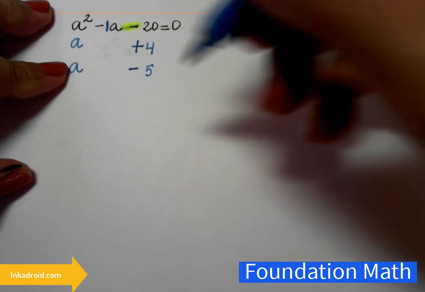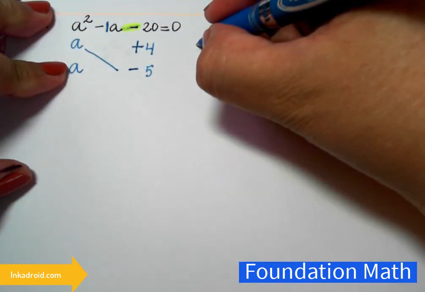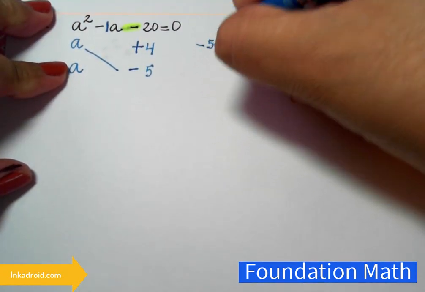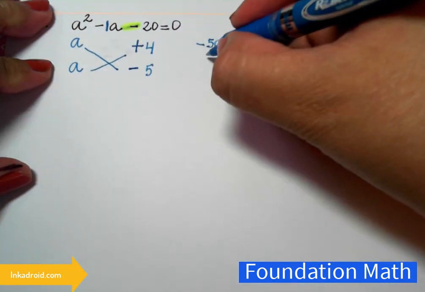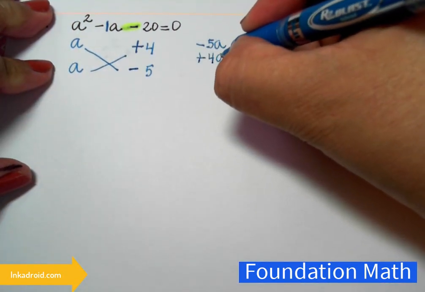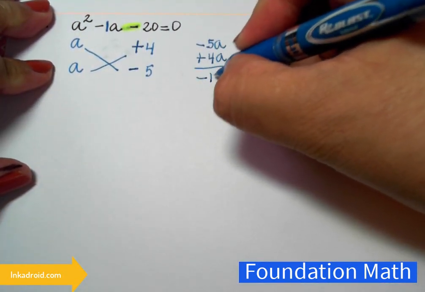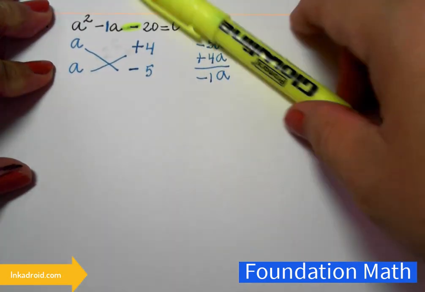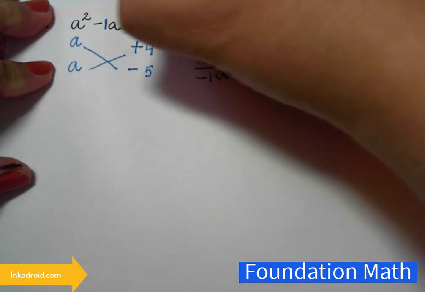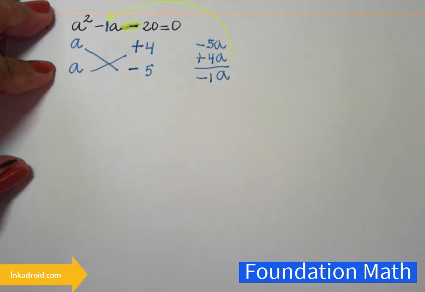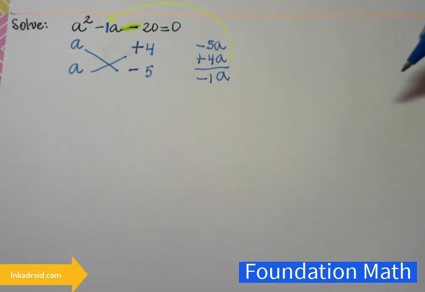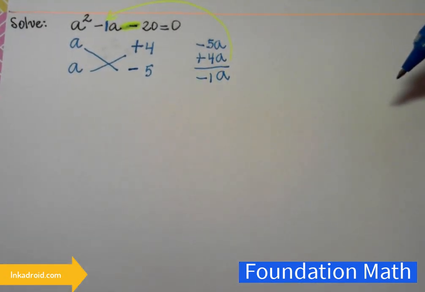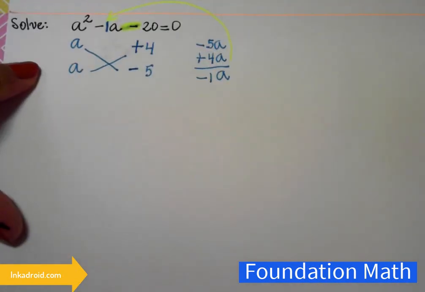Also, you have to verify that negative 5a and positive 4a is going to be equal to negative 1a. Should be equal to this term, to the second term of the expression. So that's right. So we go to factorize, and now we have to write down the factors.